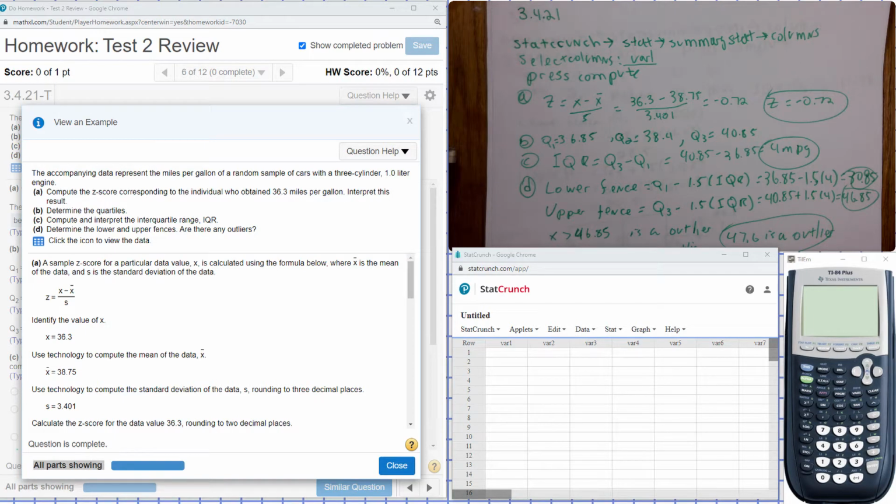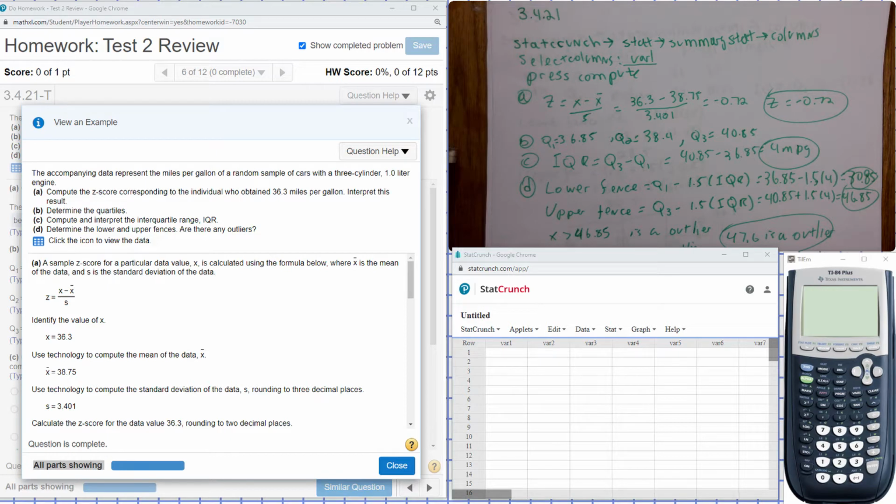Okay. This is chapter 3, section 4, problem 21. The accompanying data represent miles per gallon of a random sample of cars with a 3-cylinder 1.0 liter engine. Part A, compute the z-score corresponding to the individual who obtained 36.3 miles per gallon. Interpret this result.